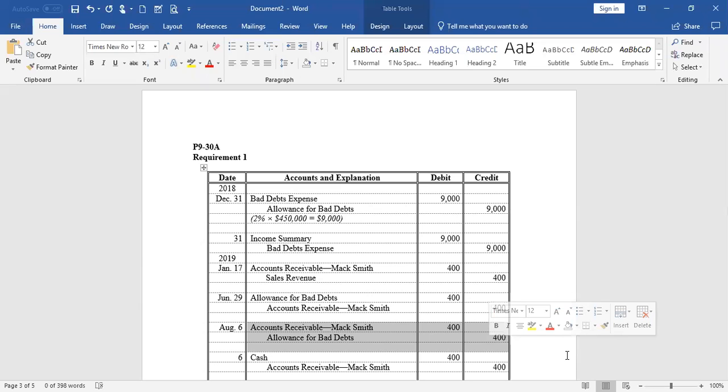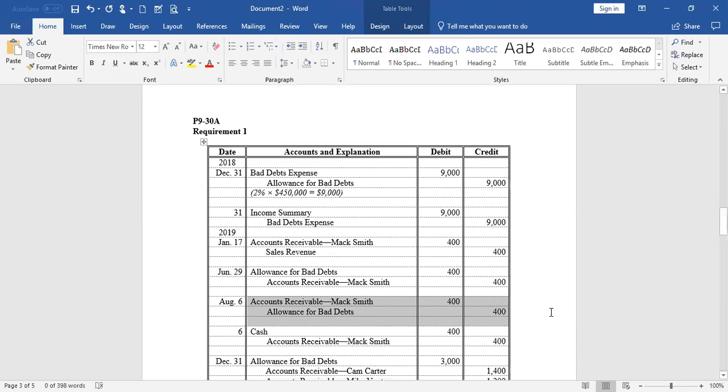Debit accounts receivable for $400, credit allowance for bad debts. Put that $400 back in the estimate bucket. It's not a bad account. And then debit cash and credit accounts receivable, just like any other time we collect money from a customer.